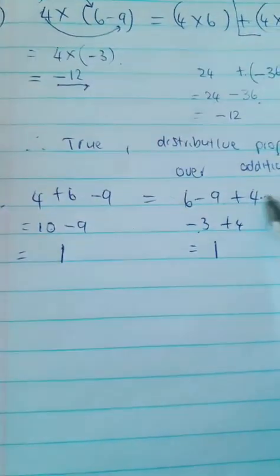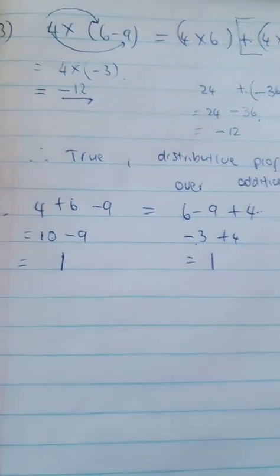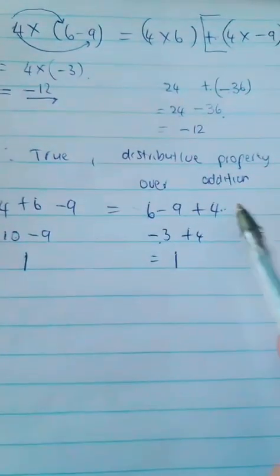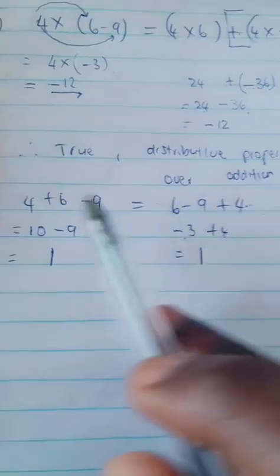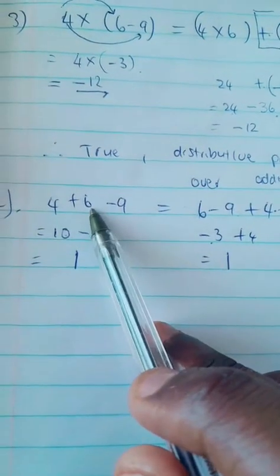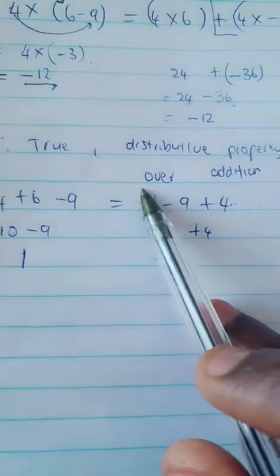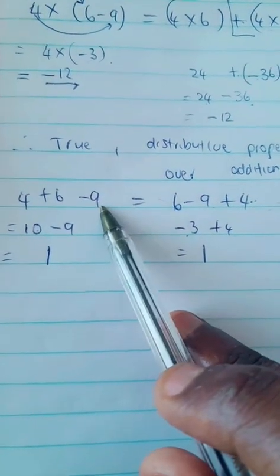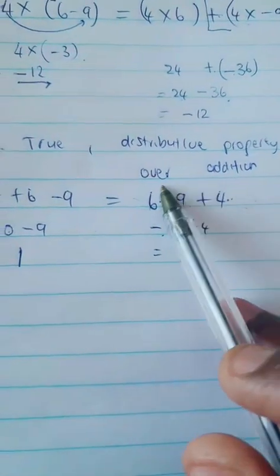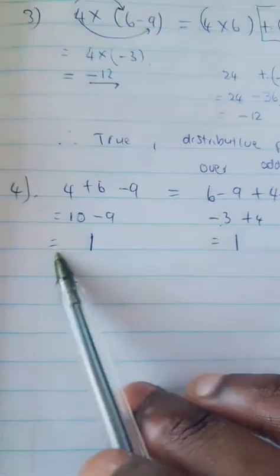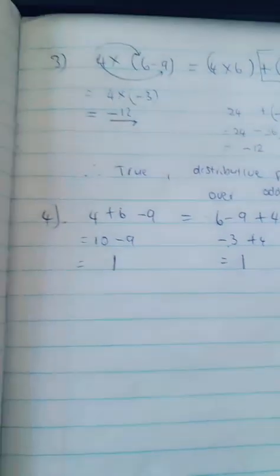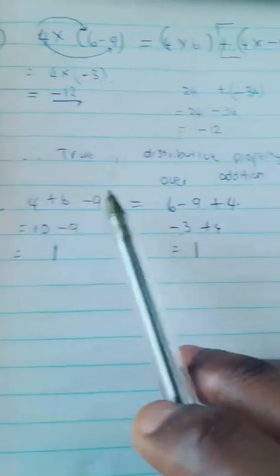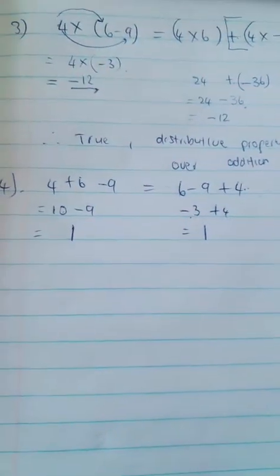So is this statement actually true? Yes. Let's look at the composition of the numbers. 4 is positive on the left. 4 is also positive on the right. 6 is positive on the left. 6 is also positive on the right. 9 is negative on the right, and 9 is negative here as well. So is this statement true? Definitely, guys. It is very much true because the numbers are the same on the left and the right.